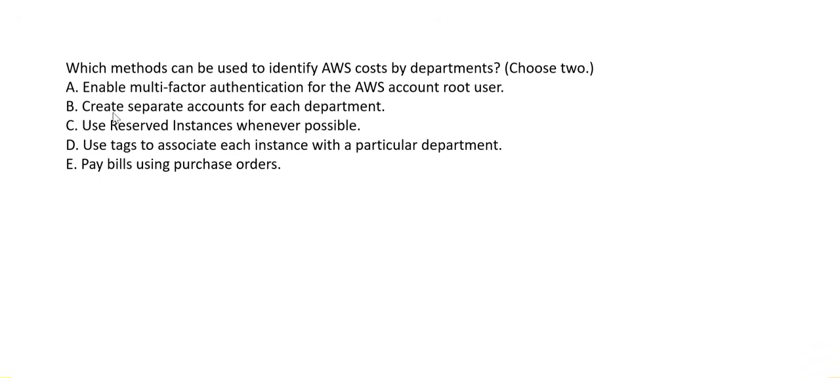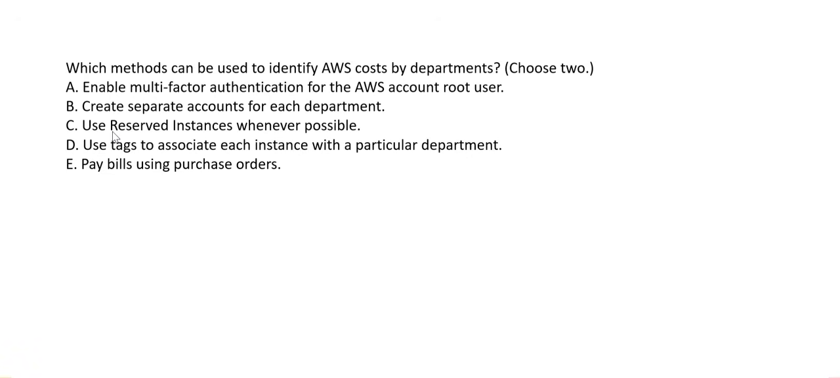B says create separate accounts for each department. Yes, if you have separate accounts and you have a bill where you can just say an account for finance and an account for HR, that will be easier for you to understand what is the consumption or the usage of each department. So B looks to be correct, but we want to choose two options.